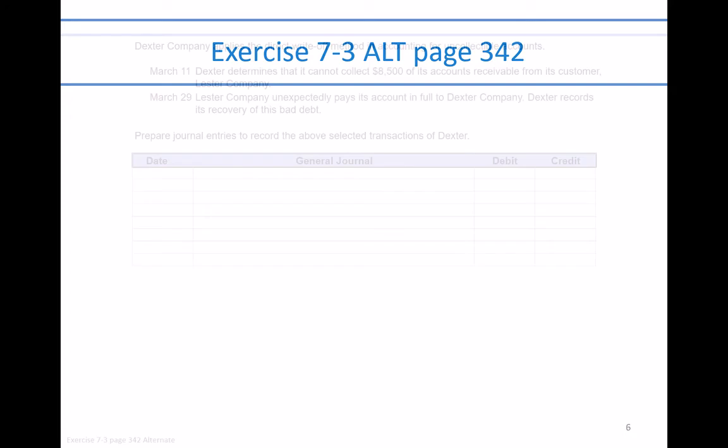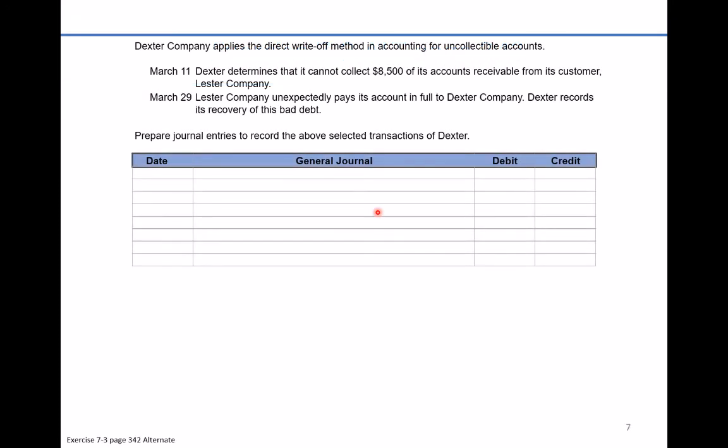Today we're taking a look at an alternate version of exercise 7-3 from Chapter 7, Reporting and Analyzing Receivables. This problem is the alternate version of the problem found on page 342 of the textbook, dealing with the direct write-off method. Now, the direct write-off method of accounting, as the LearnSmart modules mentioned, is not approved by GAAP, generally accepted accounting principles, but it is a nice way to get introduced to the topic, so let's take a look at the problem.